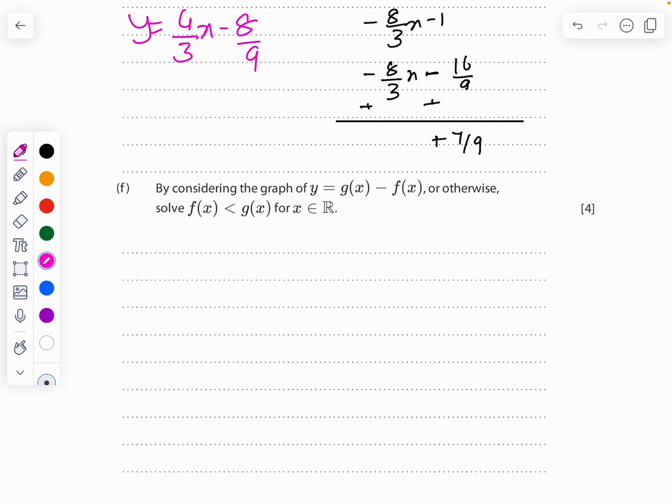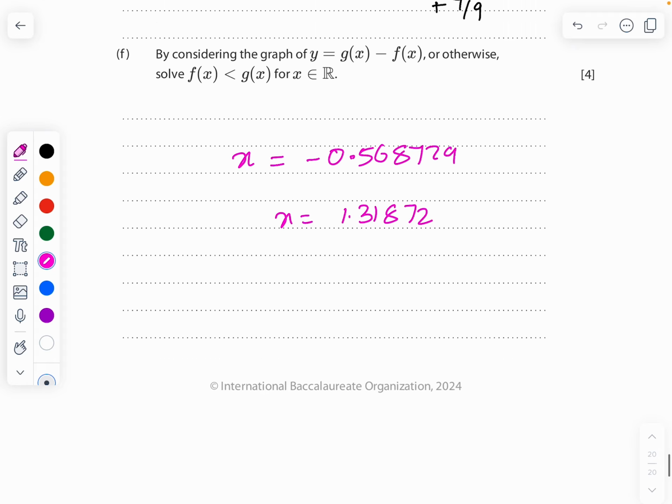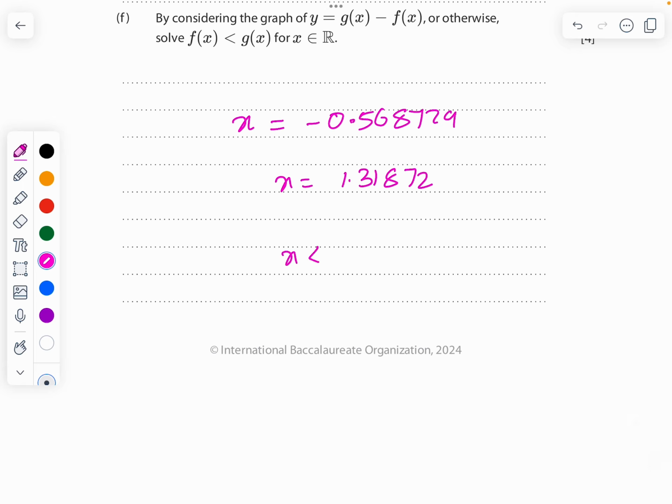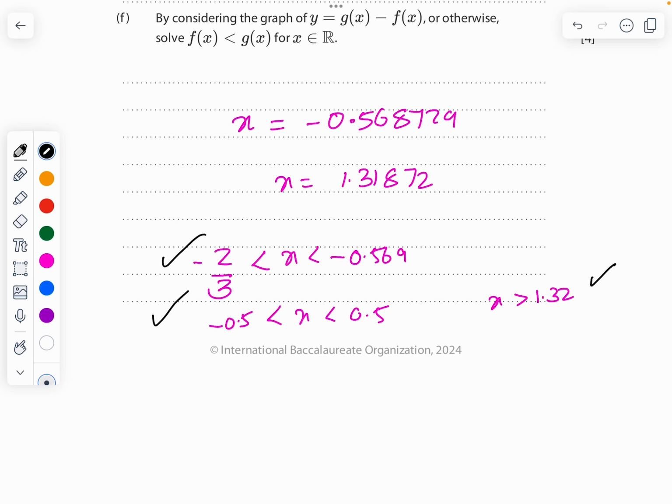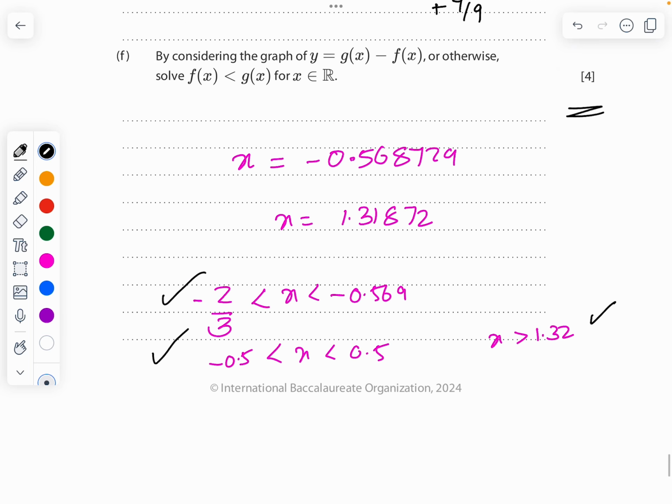By drawing the graph on the graphing calculator, you should be getting x value as negative 0.568729 and x value as 1.31872. So x lies between negative 2 upon 3 and negative 0.569, or else x lies between negative 0.5 to positive 0.5 and x is greater than 1.32. See that you should be getting all the three answers. That's why it is a 4 marks question.